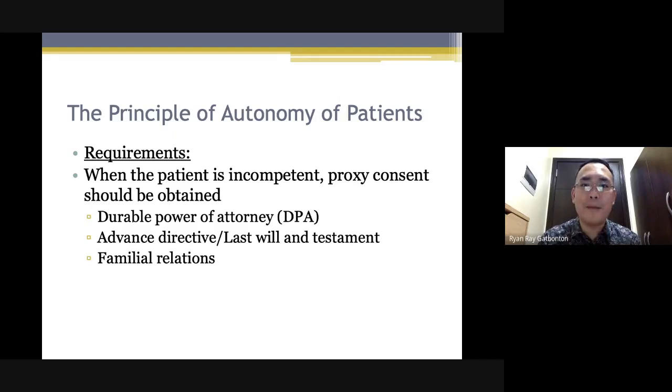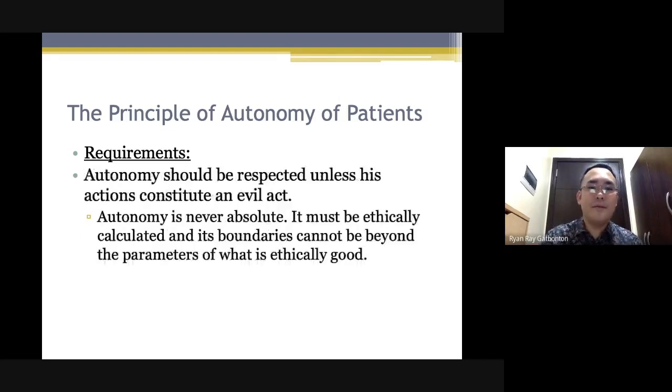So kapag kayo ay nagpapapirma ng consent and capable naman ang pasyente, huwag na po kayong humingi ng consent sa mga family members. Direktahin nyo na po yung pasyente para hingan ng consent kung nakakapagsulat naman at nakakausap ng maayos. Okay? Now, ito yung sinasabi ko kanina, autonomy should be respected unless his actions constitute an evil act. With that, I end my discussion.